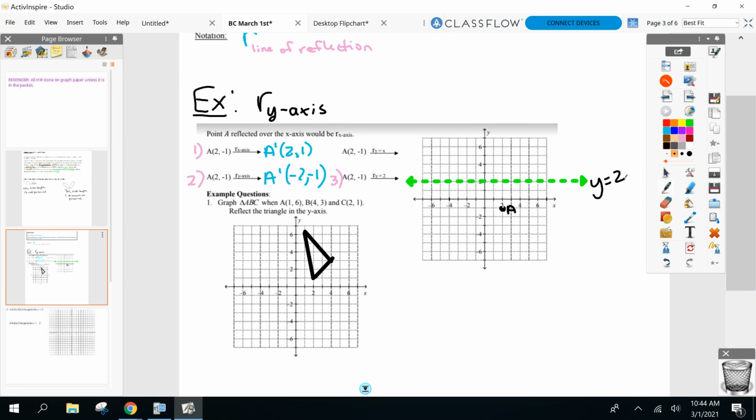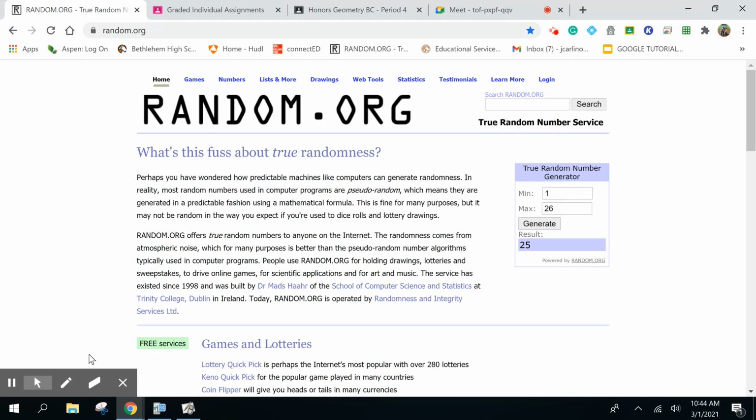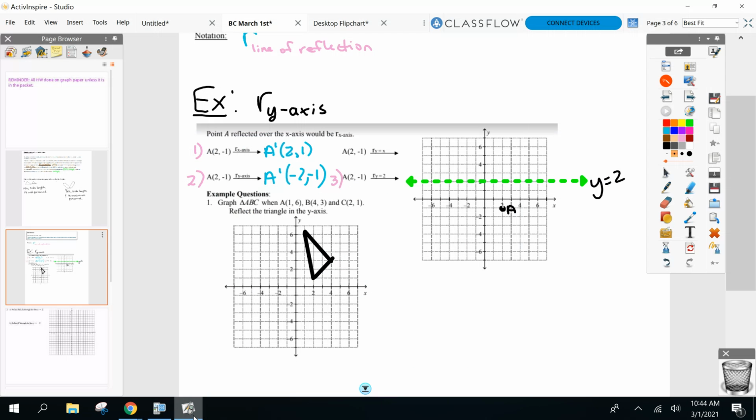Now, if I had x equals 2, that would be a vertical line going through 2. All right, count the distance. When I reflect, distance stays the same. How many units away? Zach, what do you got? How many units away is it? 3. So everyone go 3 in the opposite direction. 1, 2, 3. Boom. There it is. There's A prime, which looks to be 2, 5 according to my graph.